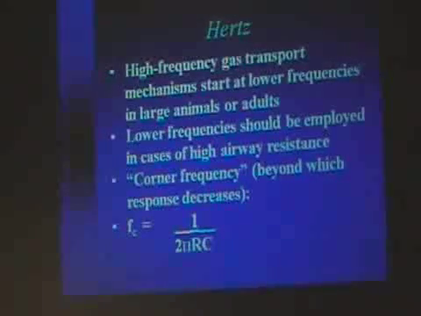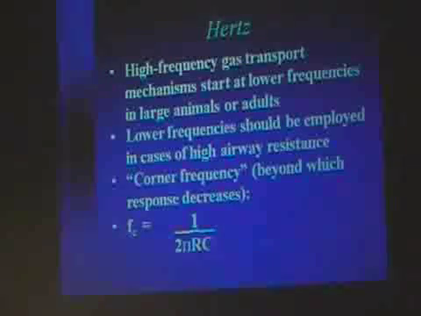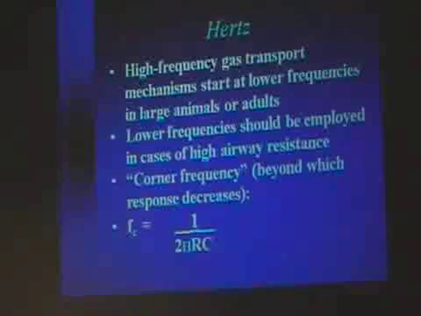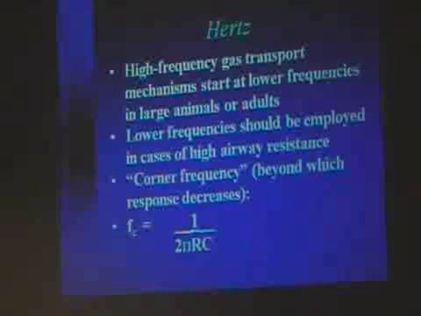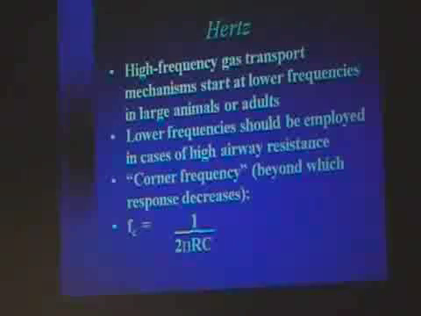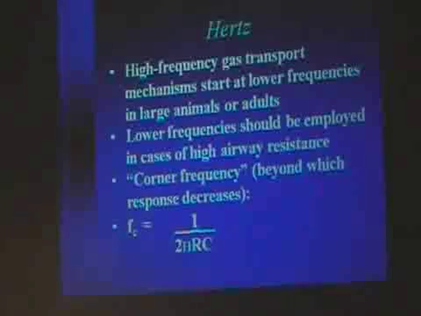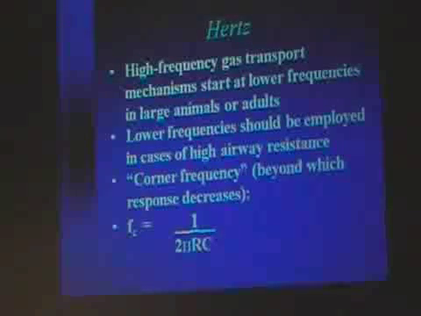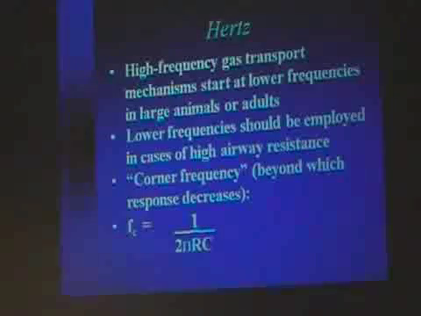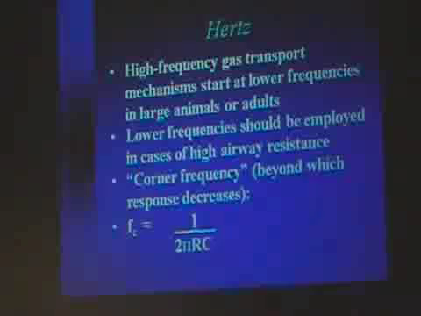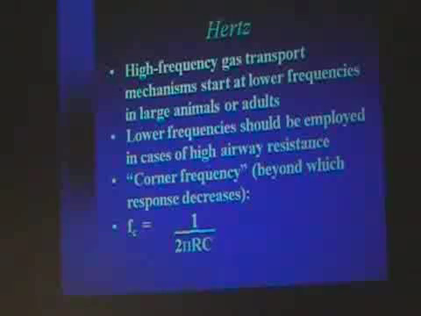But if you look at the reverse relationship here, you can see that if you have a high resistance, your effective frequency will be lower. It's inversely related. If you have a high compliance, your frequency will be lower. If you have a low compliance, your frequency will be higher. So when we have infants with RDS, with a very low compliant disease, the frequency needed is going to be higher.